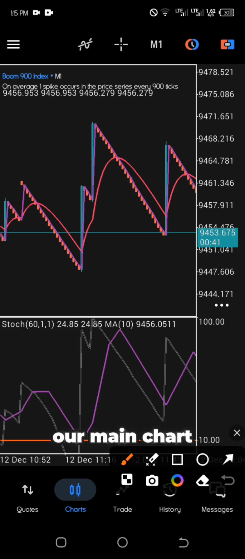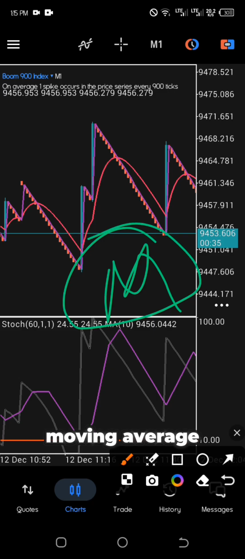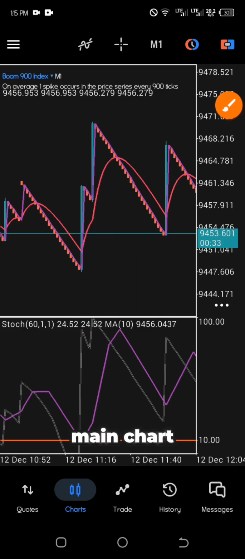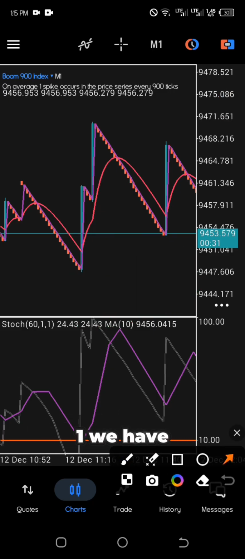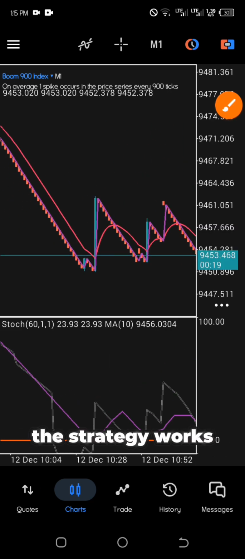Now here on our main chart we have two indicators, and these two indicators are moving averages. That is the indicator on our main chart. Now here on indicator window 1 we have the stochastic oscillator line and the moving average line as well. Okay, so those are the indicators we are going to be using for the strategy. Now let's talk about how the strategy works.